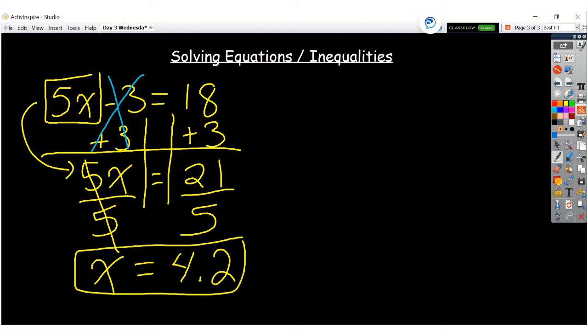All right, so now I'm going to do an example with an inequality, and we have to be careful with a couple things with this. So let's say I have, this may or may not work out nicely either.